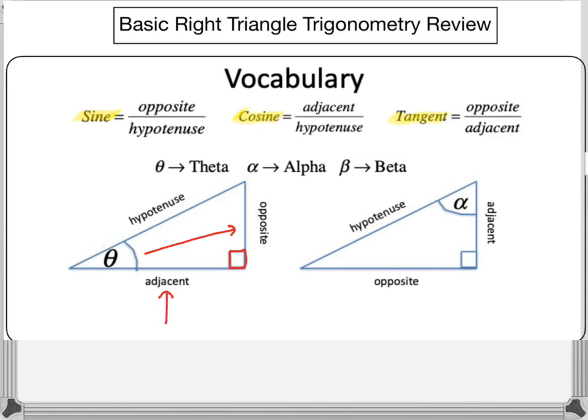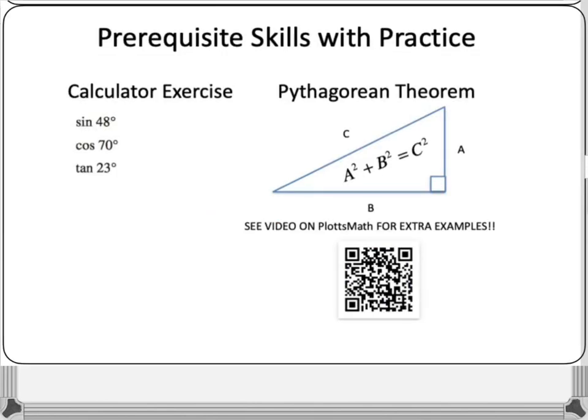Now, if the angle switches places, so for example, if I look over here at alpha, which is another common name for an angle, notice that this side would be the opposite, the one that the angle opens up to. The hypotenuse stays the same, as it's always across from the right angle, and the adjacent is the one that is left, okay? So let's take a look at how we're going to use these.